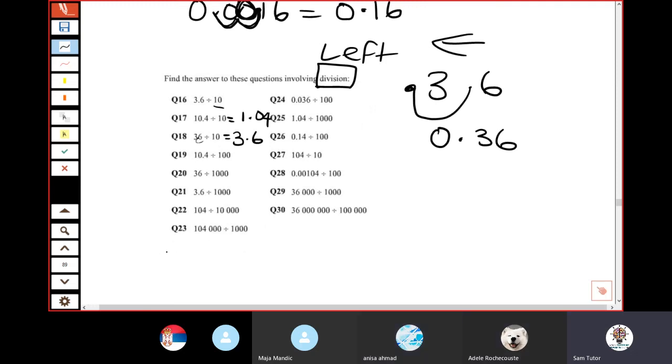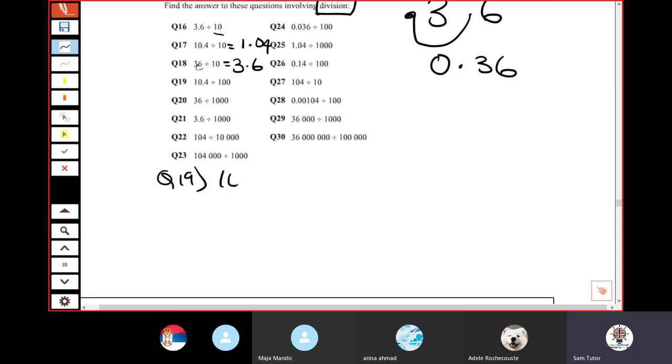Let's do question 19. 10.4 divided by 100. You ready, Anissa? Yep. All right, divide by 100. So we're going to go 2 to the left. 1, 2. What's your answer? 0.104. That's it.